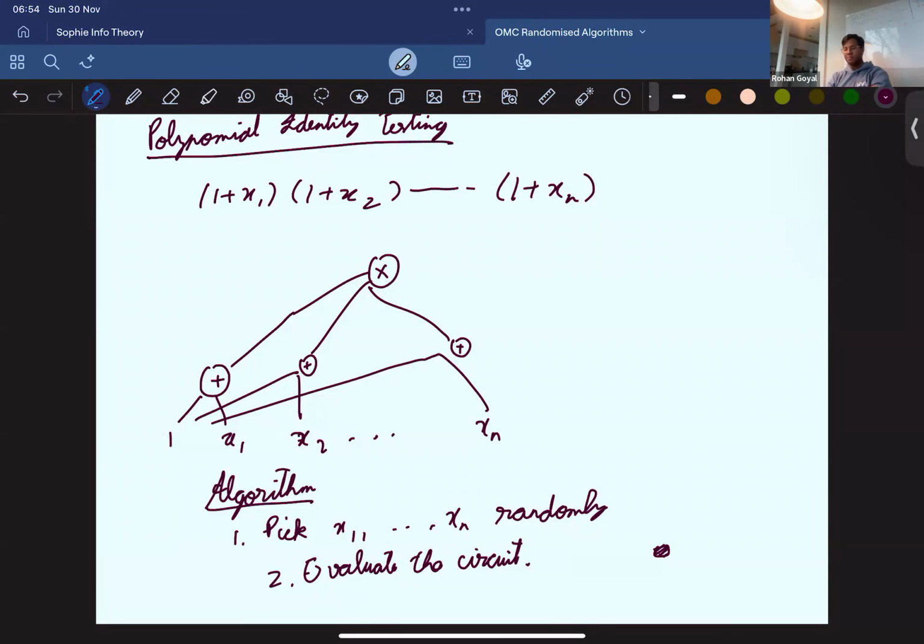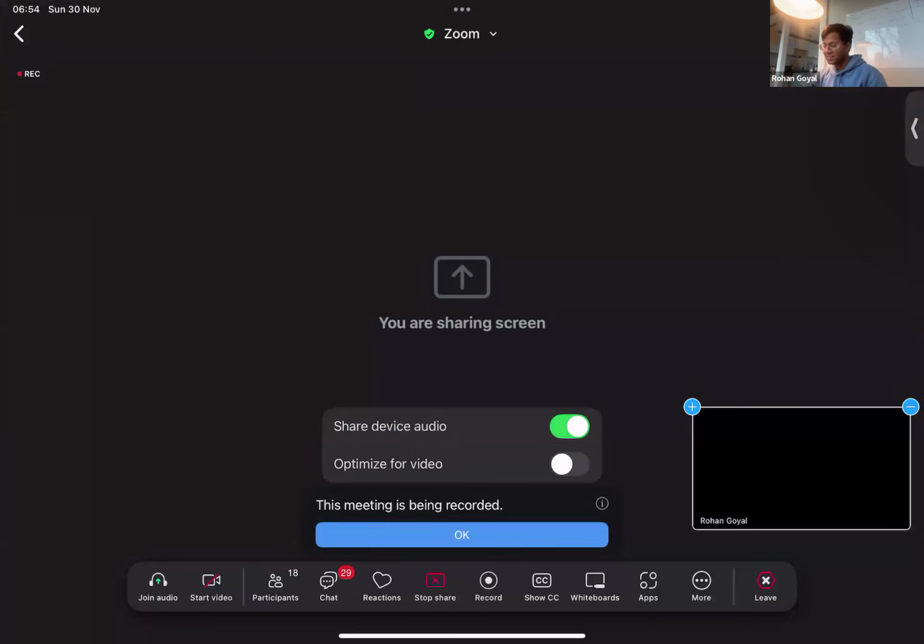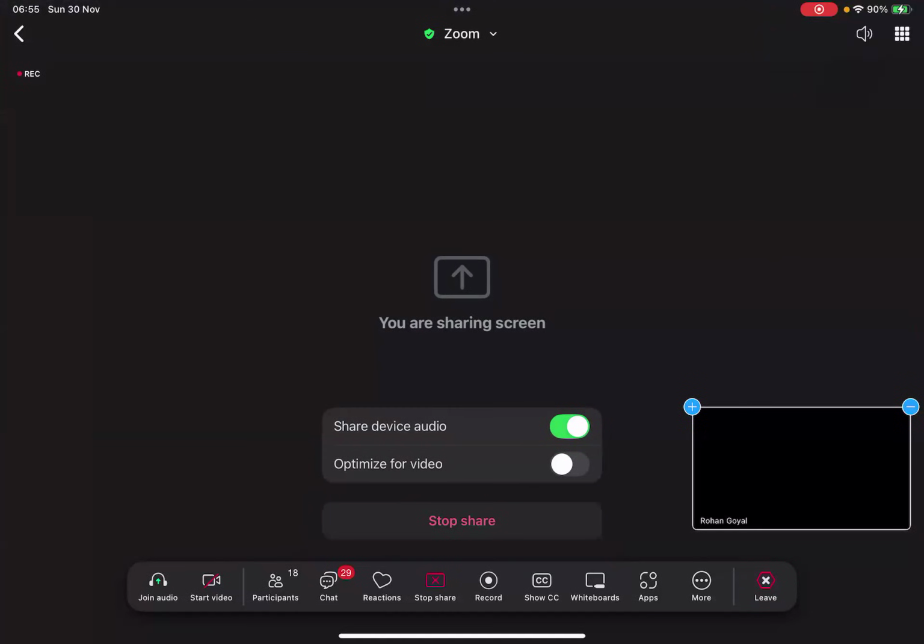Anyway, I think I'll stop here. But the only reason I wanted to tell you about polynomial identity testing is, one, such a ridiculously simple idea, and secondly, if you solve it deterministically, everyone will be very happy. You'll get many prizes.